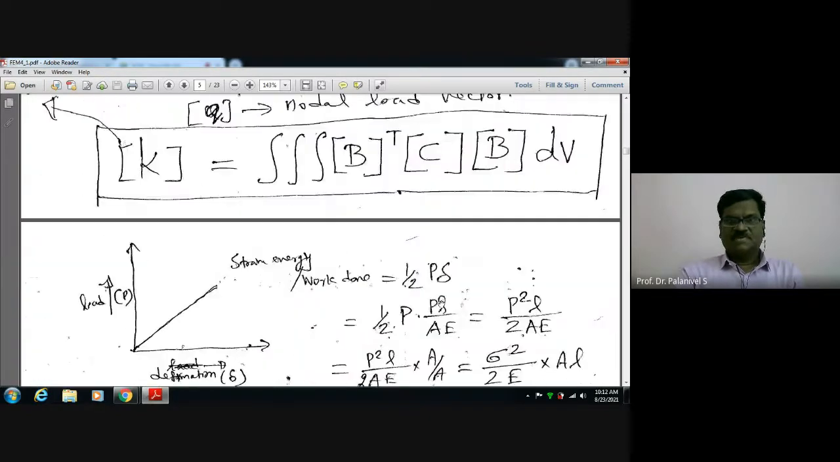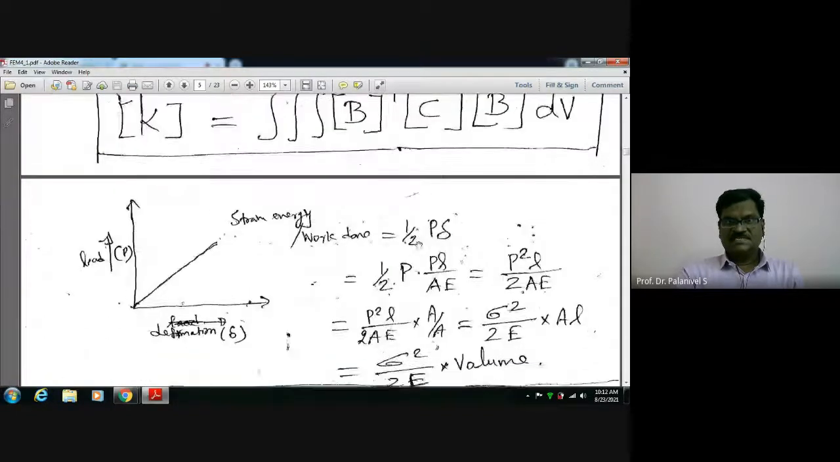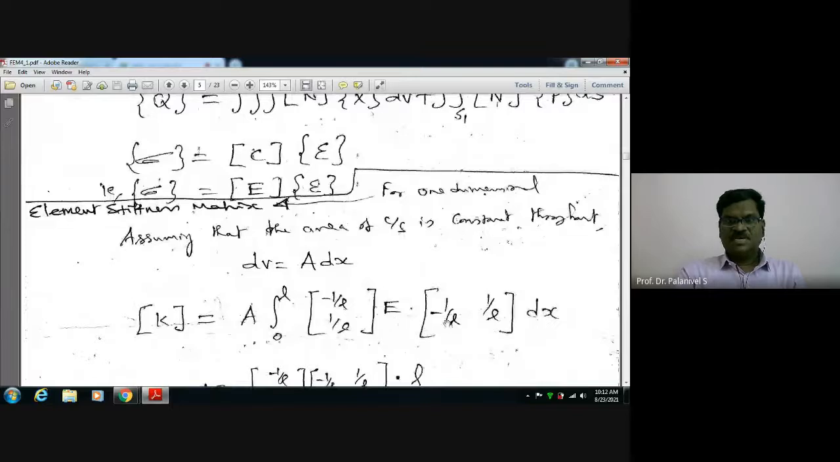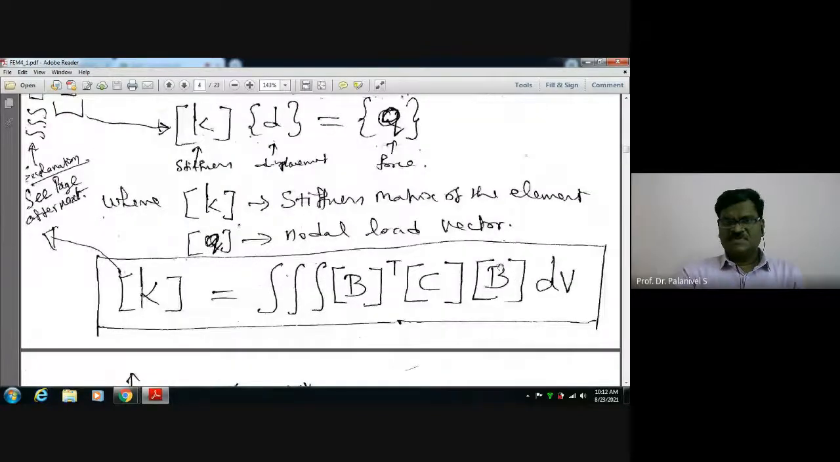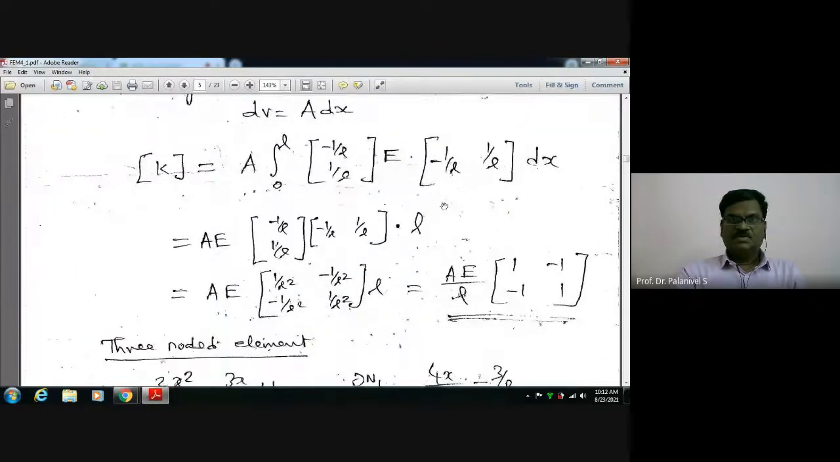Single integral, A into dx, I have written. B transpose I have written here, into the constitutive matrix, which is only Young's modulus for this one-dimensional element, and then again the strain displacement matrix B, into dx. Now you do the integration. A is constant, that's why I have written AE. Only the integral of dx is there, which is x. If you substitute limit 0 to L, it becomes L.